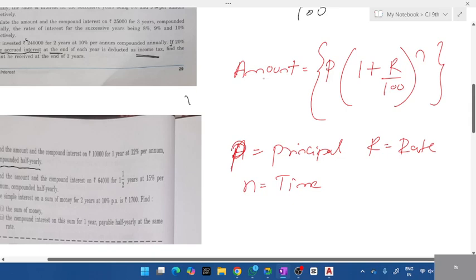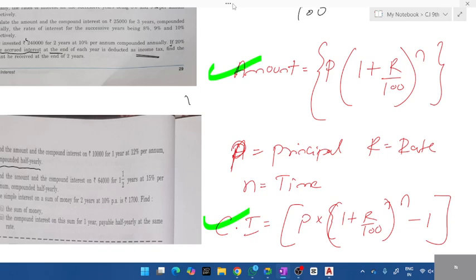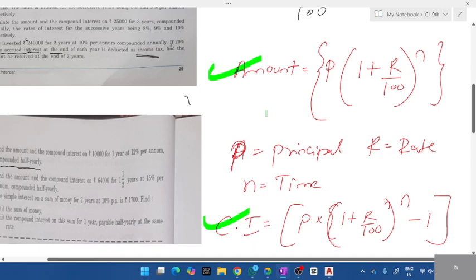Direct formula to find amount, students. Remember, this is not the compound interest formula. It is the amount formula. If you want to use a direct formula for compound interest, the formula is P into 1 plus R divided by 100 to the whole power n, minus 1. That's the difference between the amount and compound interest formula. For amount, it is just the formula. For compound interest, you have to minus 1. I'll show you the calculation. First, take down the formulas. We'll solve a few questions.